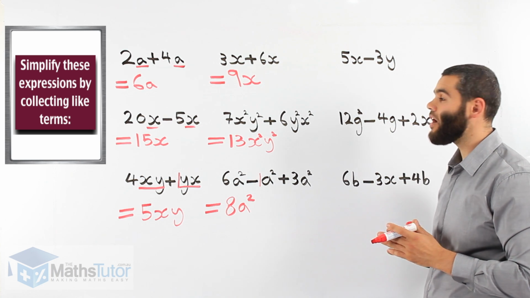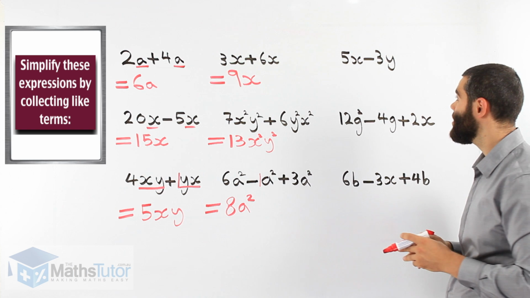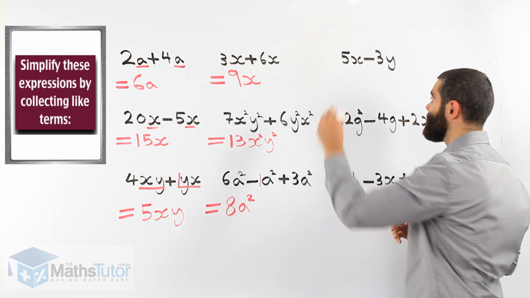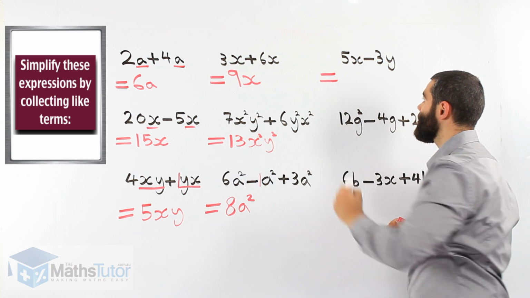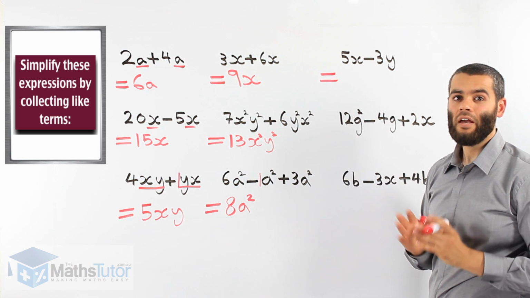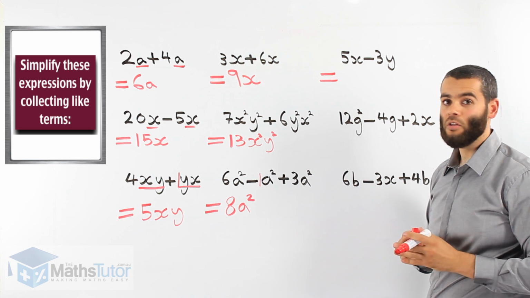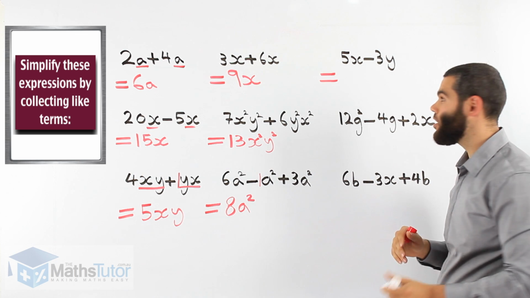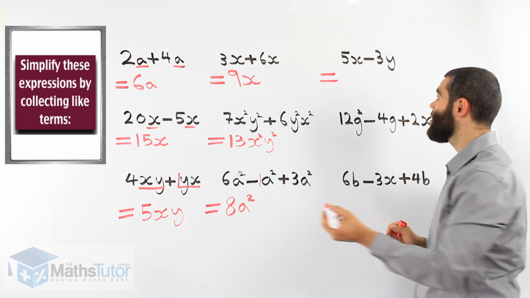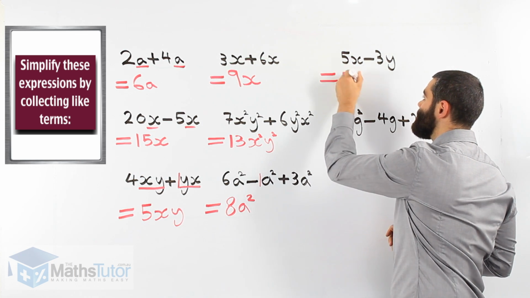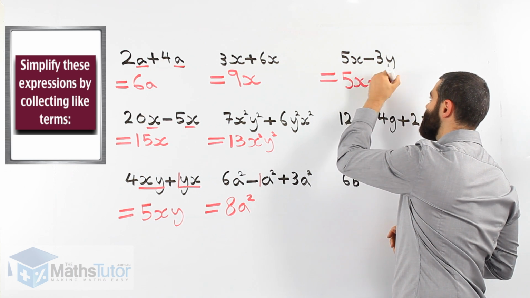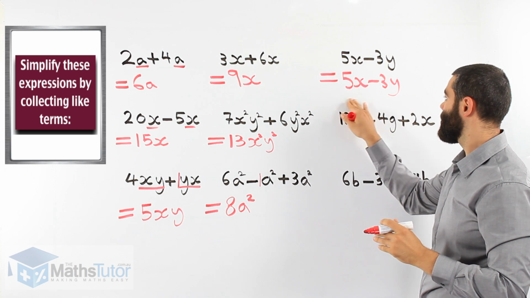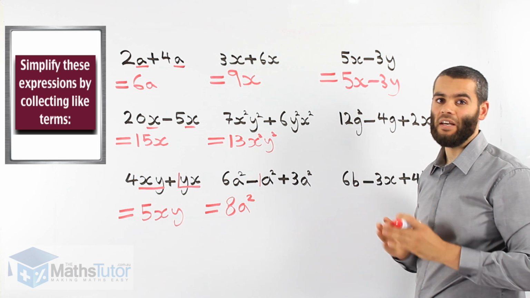This question, 5x take away 3y, they are asking us to collect like terms. Well, let's see. 5x take away 3y, hang on, these aren't like terms. We have an x here, we have a y here. They are different. They're not like terms, so we can't actually collect them. So guess what? The answer is the same as the question. Nothing changes. 5x take away 3y. That's as simplified as it gets.